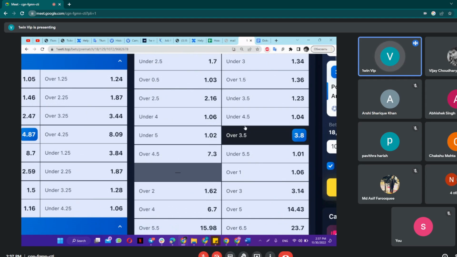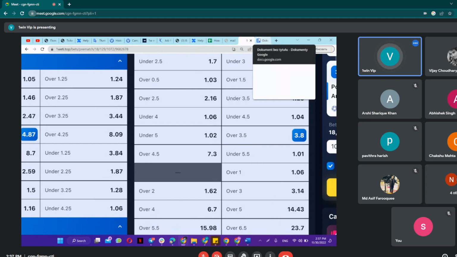But in our case, the total was 4, and it's just my imagination. The total could be anything, depending on the results of the match.